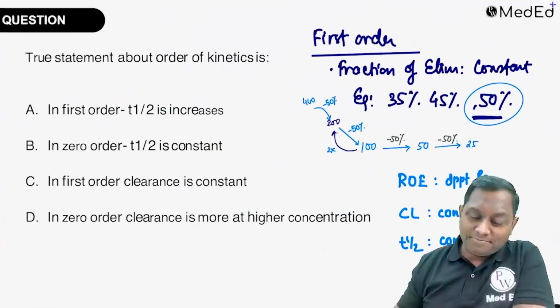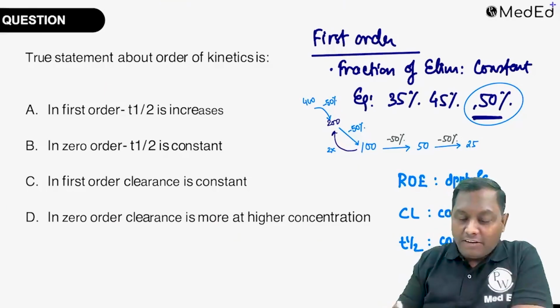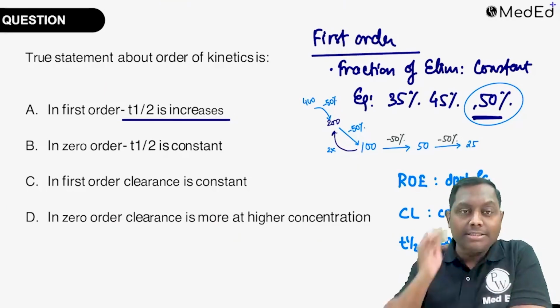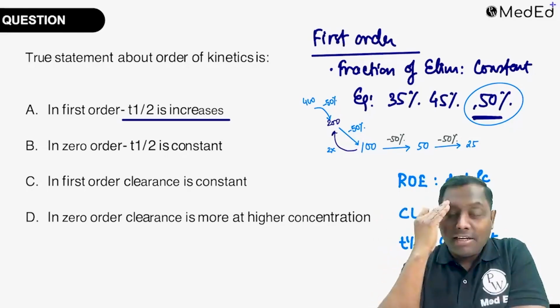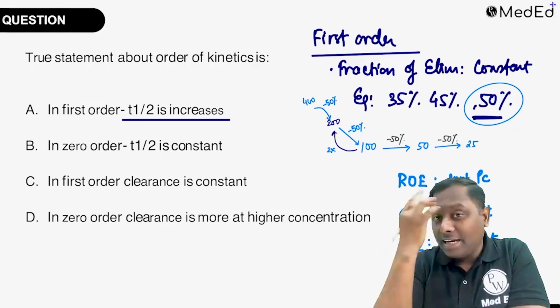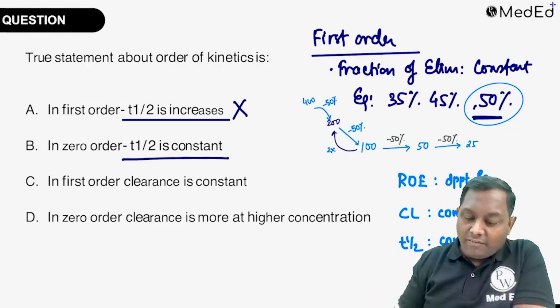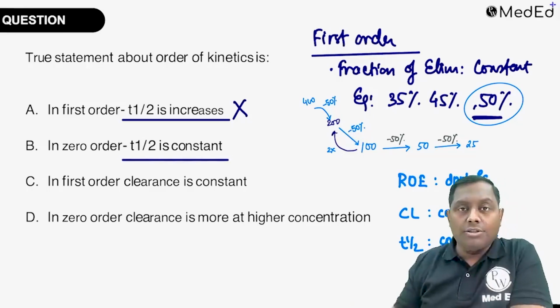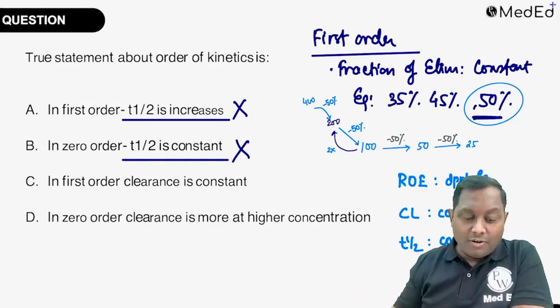Right. Now let's come to the true statement about the order of kinetics. In the first half life, T half increases. Does it increase? In first order, no matter what the plasma concentration is, T half life is not increasing. No matter what happens, T half life will not increase. Zero order, T half life is constant. No, in zero order, higher the plasma concentration, higher is the T half life. Again, these are wrong.